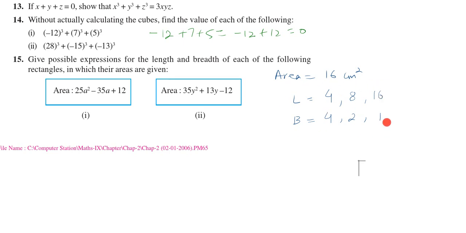Similarly, if this is the area of a rectangle and if I factorize it and I get two factors, one of them will be length, the other will be breadth, isn't it? So how to factorize this one? Anyone have any idea how to factorize?